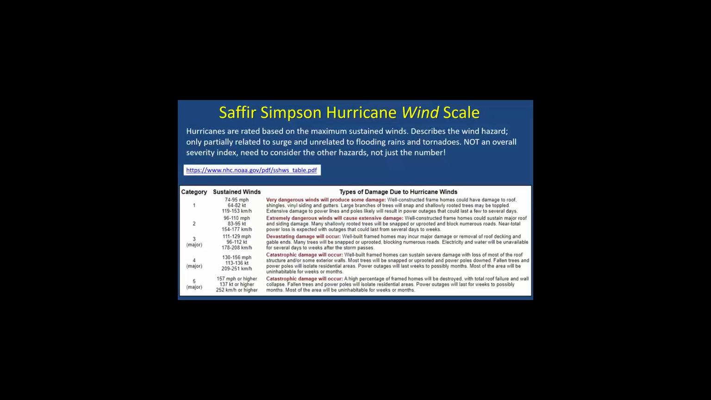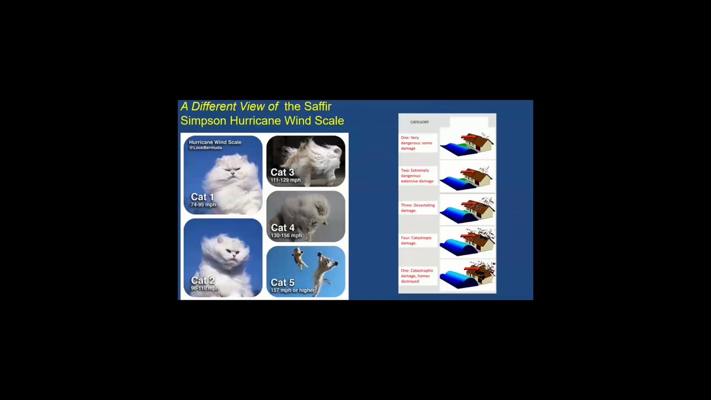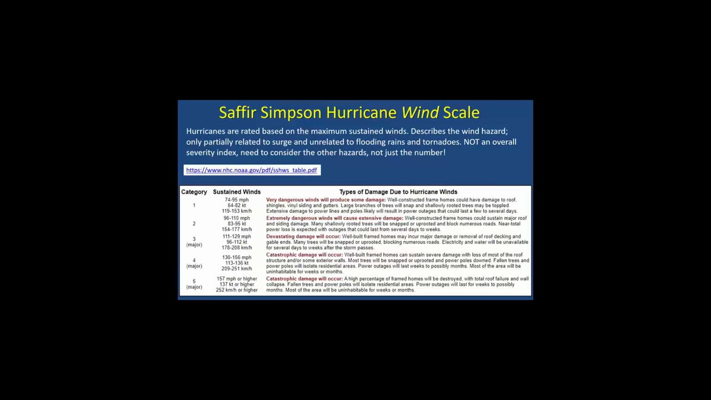Now, we rate the storms based on their winds, something called the Saffir-Simpson Hurricane Wind Scale, and the rating is based on the maximum sustained winds. So what I want you to take away is the number. The number here describes the wind hazard, not the other hazards. So it's not going to tell you about the amount of rainfall. It's not going to tell you about the amount of storm surge exactly. It's really describing the wind hazard.